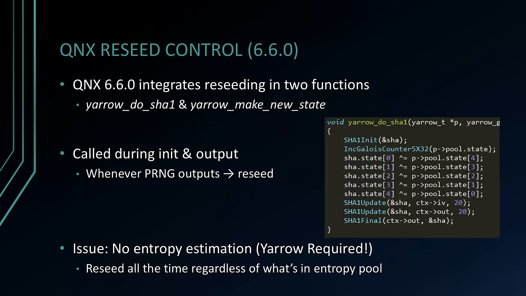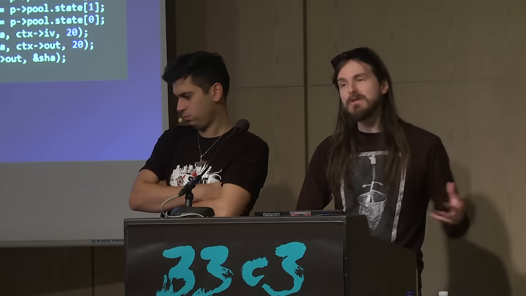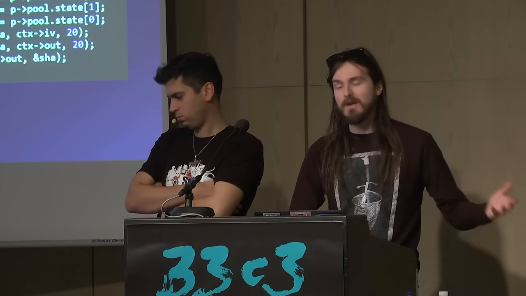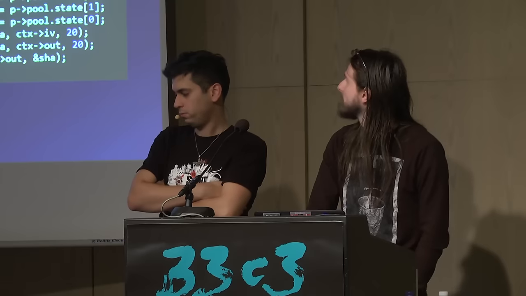In the latest version, QNX 6.6, there was an attempt to fix this by integrating some form of reseeding into functions called during initialization and output. So whenever the PRNG outputs, it reseeds from part of the pool. But an issue is that no entropy estimation is actually done. And this is what Yarrow was initially designed to do: entropy estimation on your entropy pools, so you only reseed when you have proper entropic quality in these pools. But this isn't what it does. It just reseeds all the time.